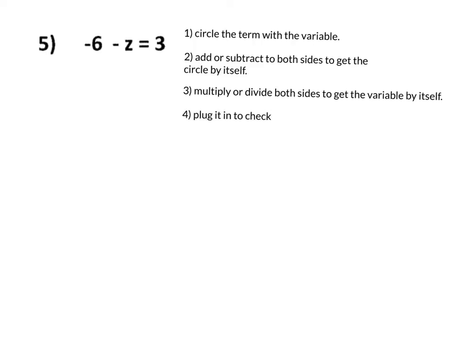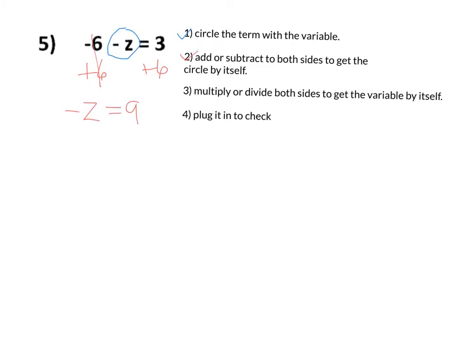Alright, number 5. Let's go through the steps here. Circle the term with the variable. Negative z is our term. So number 1 is done. Number 2, add or subtract to get the circle by itself. What we're looking at here is we need to get rid of negative 6. What's the inverse of negative 6? The inverse is adding 6 to both sides. If I do that, I'm going to get negative z is equal to 9.